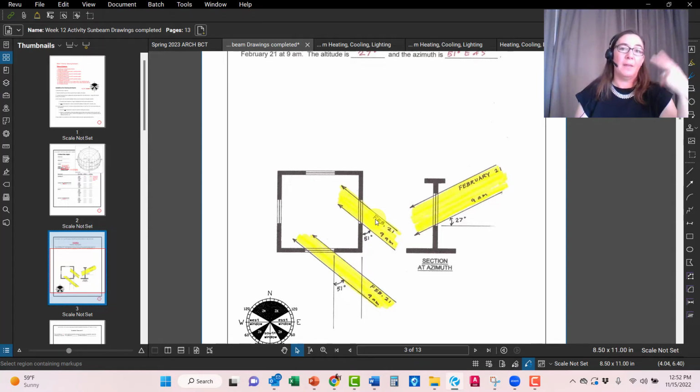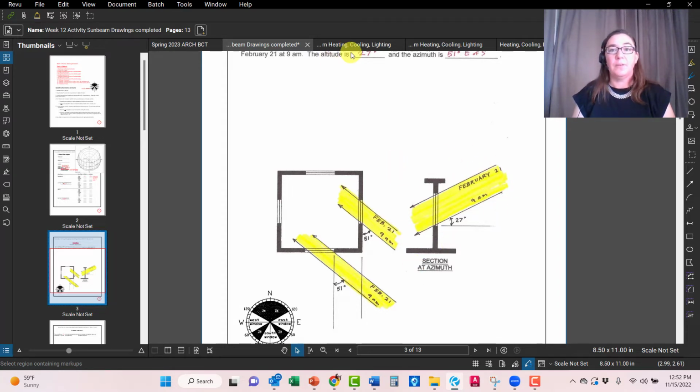By the way, the last sheet of this packet is a printable protractor. So if you are sketching these by hand and need a protractor, you can go ahead and use that one. Next, let's take a look at this section.